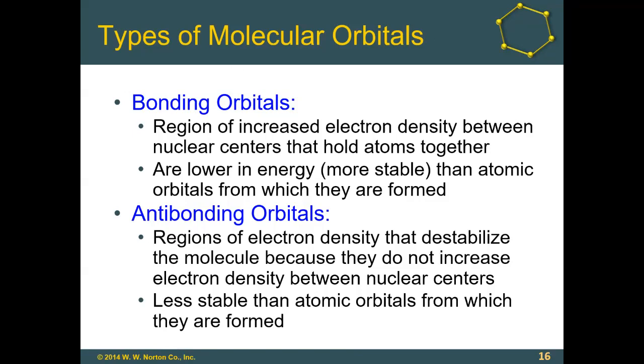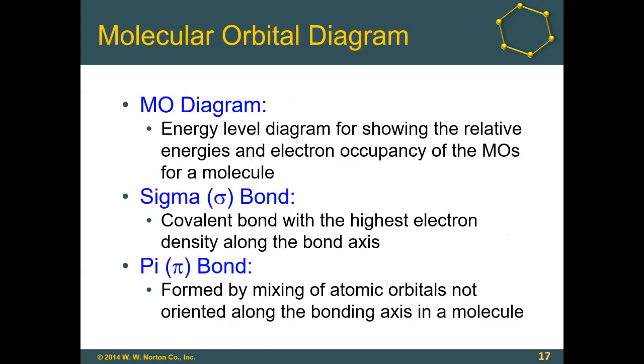And so the key when we make molecular orbitals, or when we think about molecular orbitals for molecules, is we always want to have electrons in the bonding orbitals, and we don't want to have electrons in the antibonding orbitals if we're trying to have the strongest bonds possible. To figure this out, this is not something you're going to have to do. Chemists look at what's called a molecular orbital diagram.